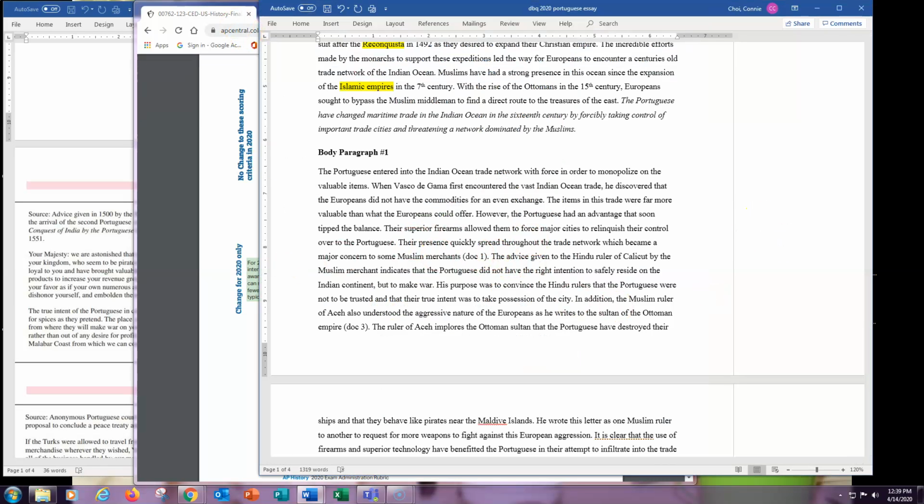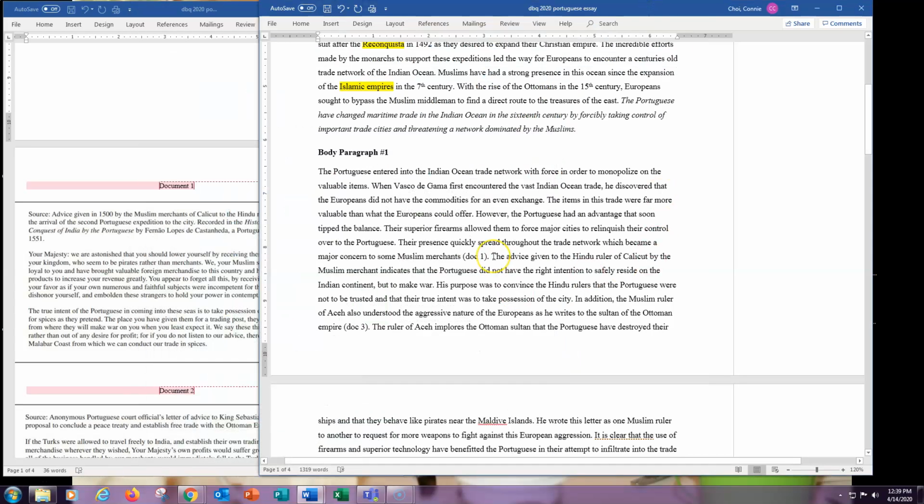Now moving on here, after I have cited document 1, the advice given to the Hindu ruler of Calicut by the Muslim merchant indicates that the Portuguese did not have the right intention to safely reside on the Indian continent, but to make war. And here what I am doing is supporting my claim in the thesis. I am connecting this document back to my thesis statement. And that's really important for you guys to do. You have to do that for all 4 documents that you're going to cite, 4 at least of the 5.